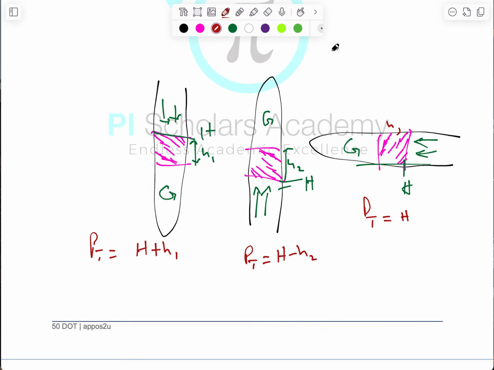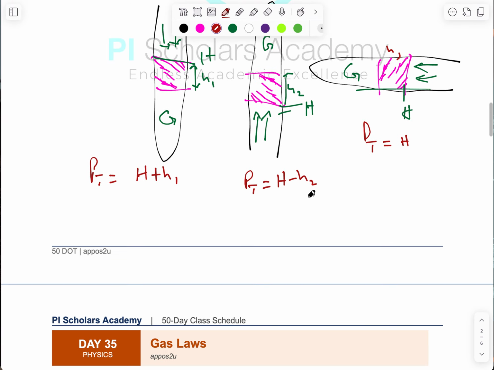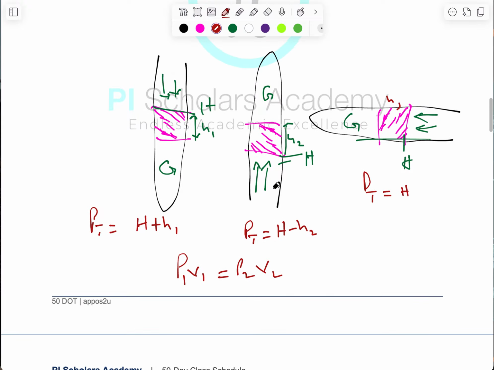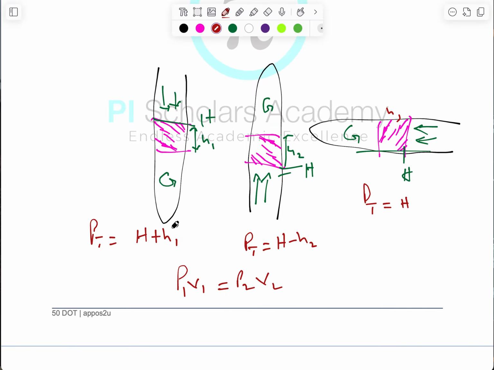So how do we now apply Boyle's law here? You remember that Boyle's law says that P1 V1 equals P2 V2. It's a relationship between pressure and volume, which is actually inversely proportional at constant temperature. And since we're using barometric height in this place, let's say we're using the same tube. You can see that I just inverted them here. So this is experiment 1, this is experiment 2.